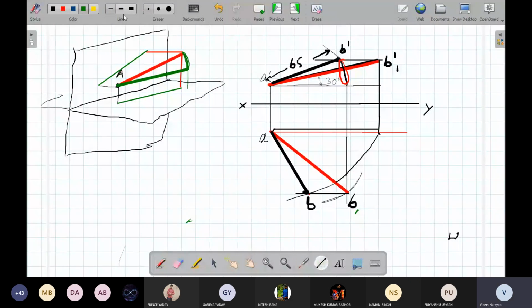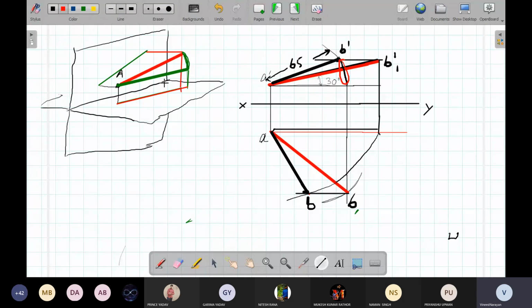This is the projection. Then the new line will be longer than the apparent length. See, this new red line is longer than the previous line. Previously it was projected only up to here. Now it is a little longer. Still it is inclined to the center XY or vertical plane.